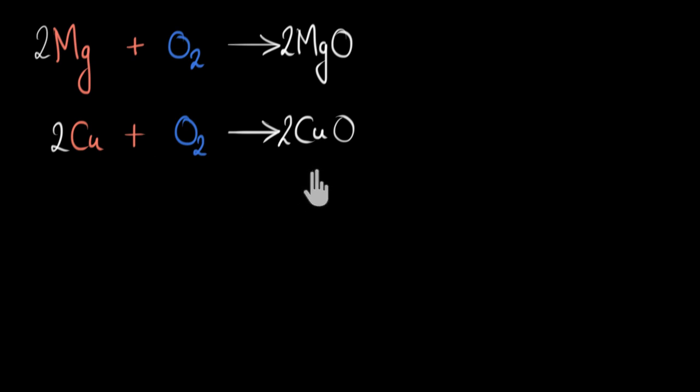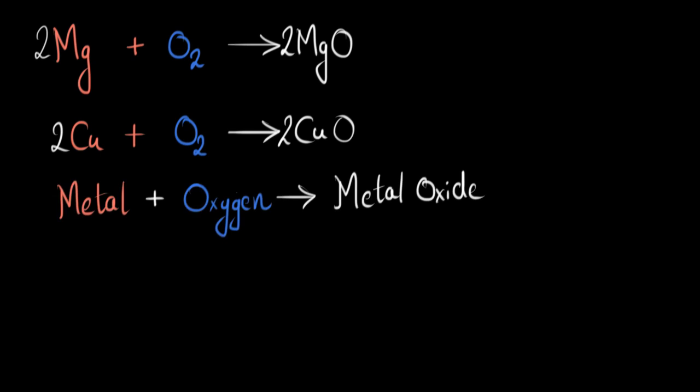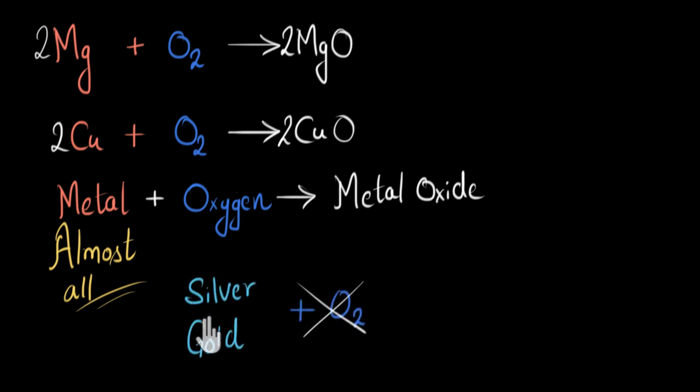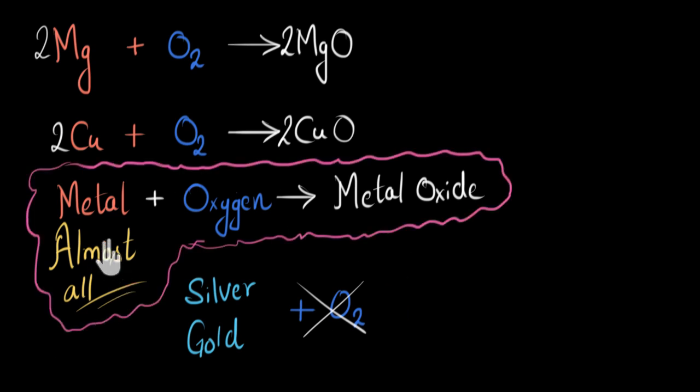Whether you take aluminium or iron or sodium, most of the metals will combine with oxygen to form metal oxides. Most of the metals, almost all, because there are certain exceptions like gold and silver. See, gold and silver, how much soever you heat them, they are not going to combine with oxygen. We will not get oxides of silver and gold being formed. And that's why we say almost all metals combine with oxygen to form metal oxides. So with this, let's try to rank our metals according to how vigorously or how weakly they react with oxygen.